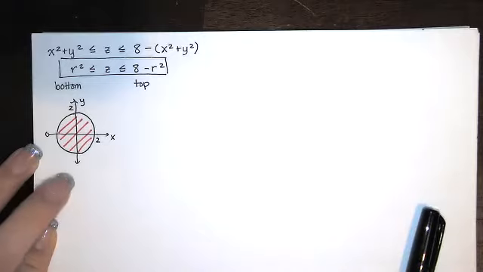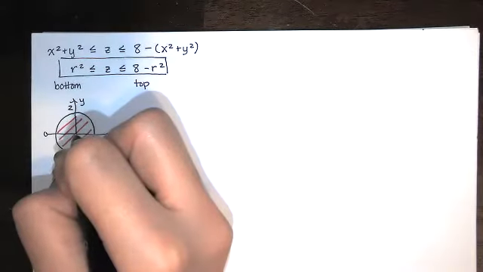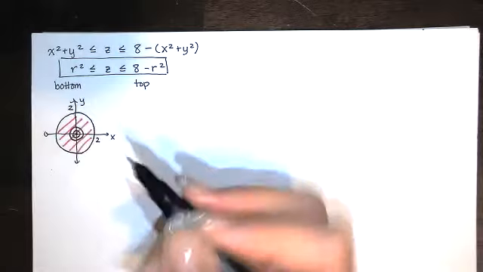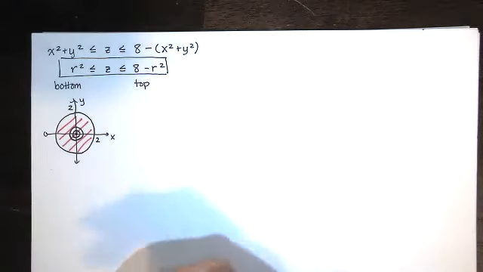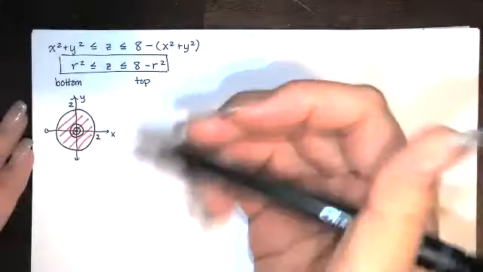And remember how this works in polar coordinates. R equals 0 is right here. R equals some number is right there. R equals some number is right here. And as R increases from 0 out to 2, we're going to get all of that. We're going to get that solid disk from 0 to 2.